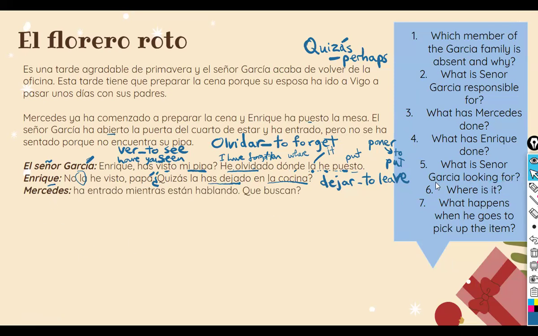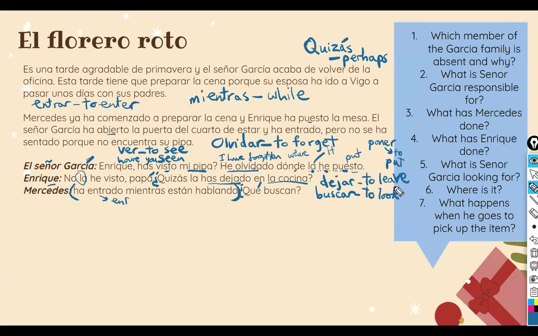All right, so Mercedes joins the, oh well, actually this first part is supposed to be italicized. I'll put it in brackets. So this first line is not her speaking. So ha entrado mientras están hablando. So she has entered, from entrar, to enter. Put it up here. All right, here's another useful word, if we haven't met it before: mientras, meaning while they are talking, right? Están hablando. And she says, ¿qué buscan? From buscar, to look. So she's saying, what are you looking for?